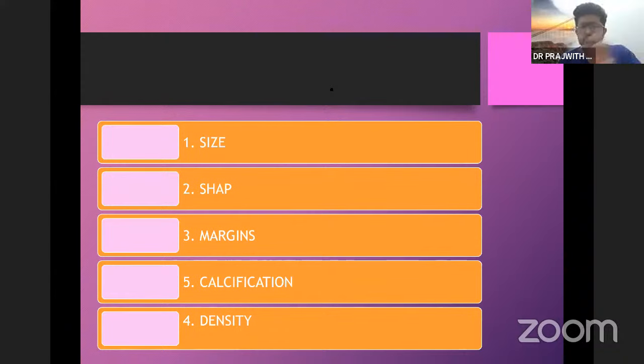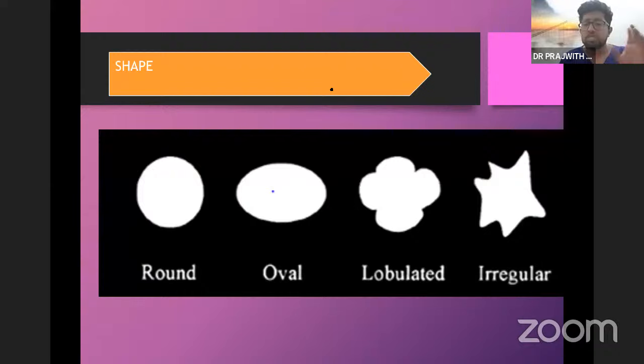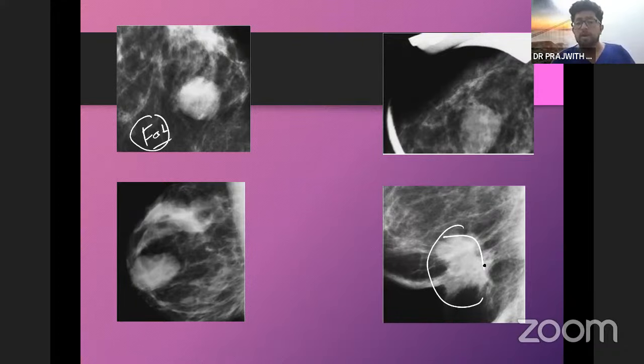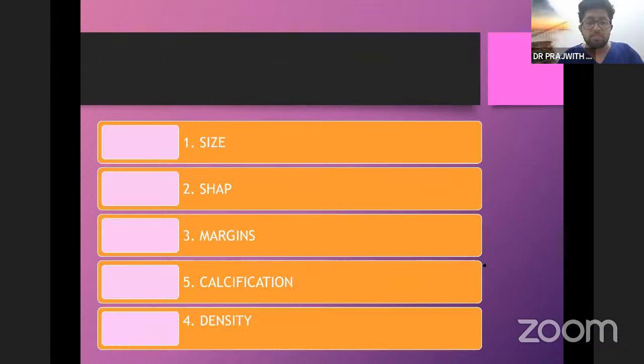Whenever there is a mass, we always give a size, then we look at the shape, margin, calcification in it, and density. Again, this is a breast image. What we are seeing here is fat, which is low attenuation. What we are seeing here is a tumor, and a tumor is always high attenuation. Fat is usually low attenuation. Tumor, calcification, tissue, mass, hard things are usually higher attenuation. Higher density lesions are more prone towards malignancy, and lower density lesions have less chance of malignancy. That's how density becomes important.